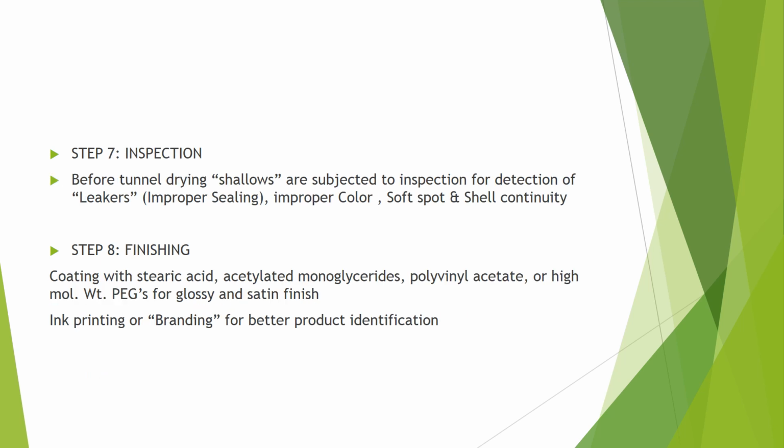After drying, the capsules are subjected to inspection before packaging to check any kind of leakage, improper color distribution, soft spots or shell discontinuity. In step number 8, prepared capsules can be coated with any of the ingredients such as stearic acid, PVA, PEGs to have a glossy or satin finish to the final product. They can also be printed to have a proper product identification before they are packed in the final dosage form.